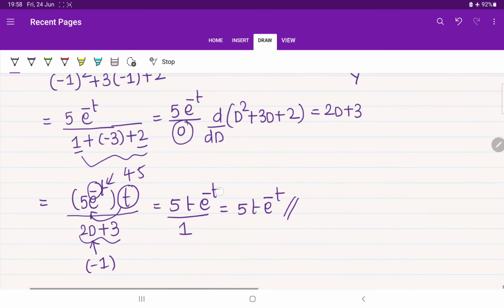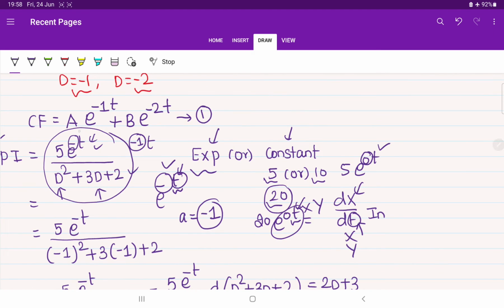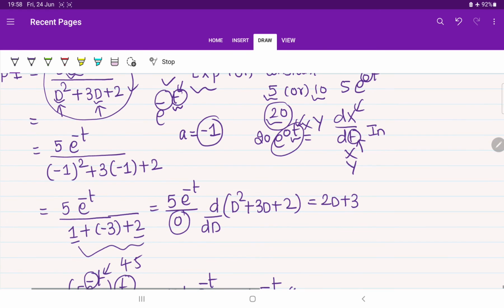I hope you understood the procedure. Nothing more is there. Just observe the coefficient of your independent variable which lies in the power of your exponential function. Substitute that coefficient in all places of d. It doesn't matter whether it is d squared, d cubed or d to the power 4. In place of d, you have to substitute the coefficient of the independent variable in the exponential. After that, if your denominator becomes a non-zero value, some constant value like 2, 3, 5, 10, 1000, whatever, if it is not equal to 0, then there will be no problem.